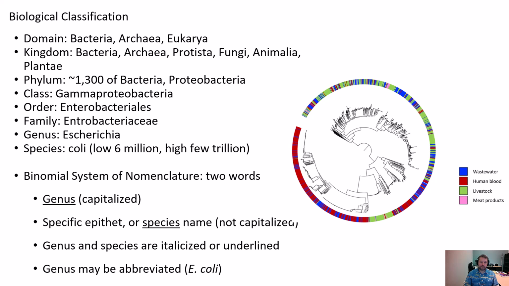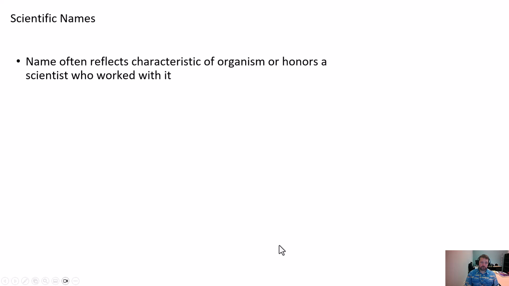Okay? Just for binomial nomenclature, the genus is always capitalized, the species is never capitalized, and you can abbreviate the genus, like in this case E. coli. It's always italicized. If you're typing it out, it's italicized, and if you're handwriting it, it's underlined.